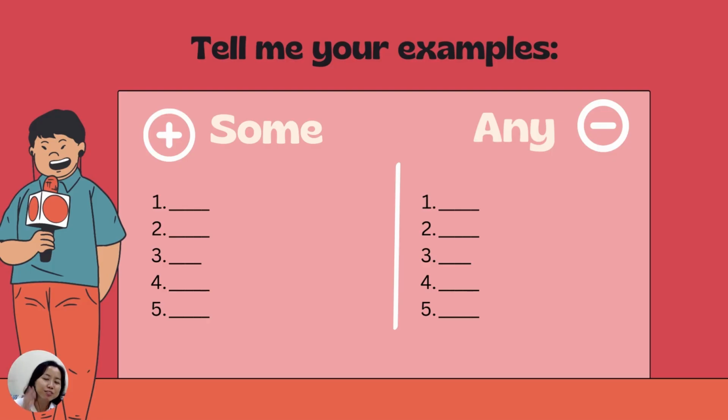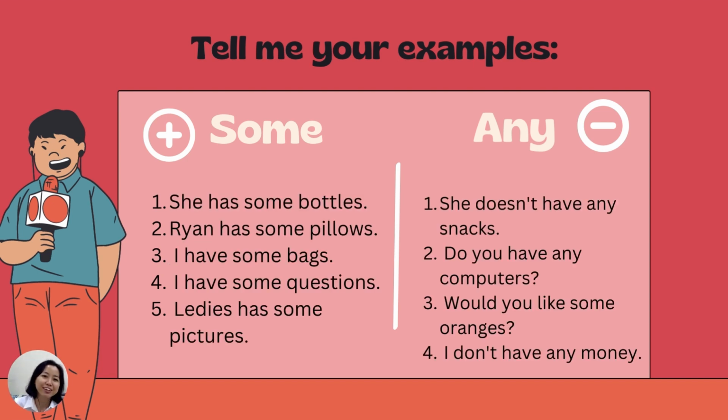Okay. Now your turn. Give me your own examples about the use of some and any. Good. I want you to read your sentence again. Well, she has some bottles. Ryan has some pillows. I have some bags. Good. Number four, I have some questions. Good. Number five, Ladies has some pictures. Okay. So, all of you, do you agree that these five examples are correct for the use of some?